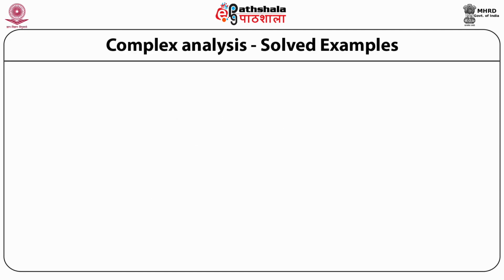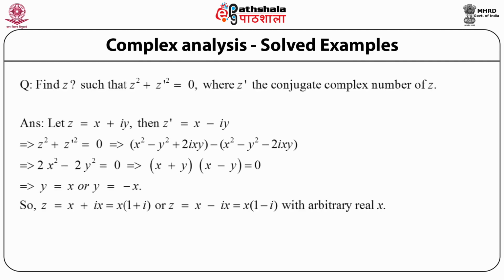And we are going to see another example problem. Find z where z squared plus z dash squared is 0, and z dash is the complex conjugate of the number. Let us assume z is equal to x plus yi, then z dash, the conjugate, is going to be the reflection, which is x minus yi. So z squared plus z dash squared is equal to 0.